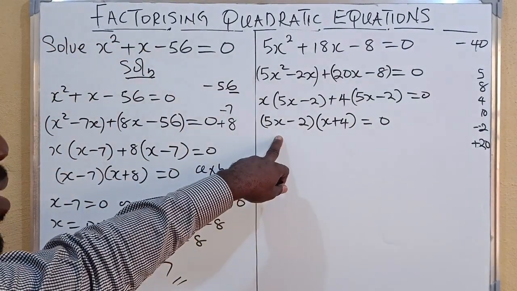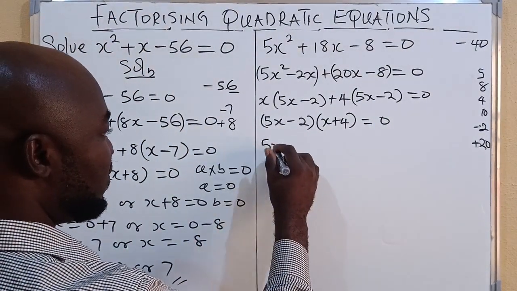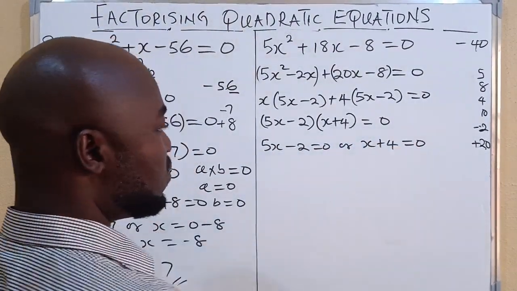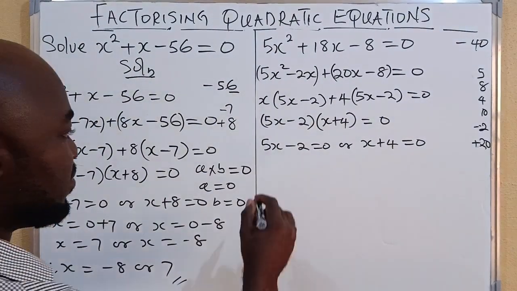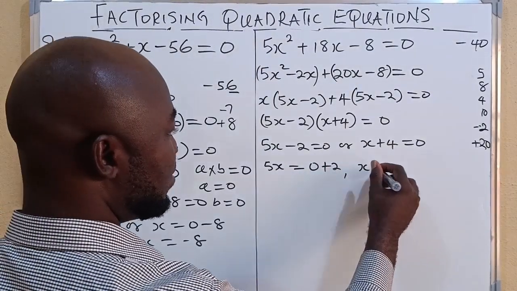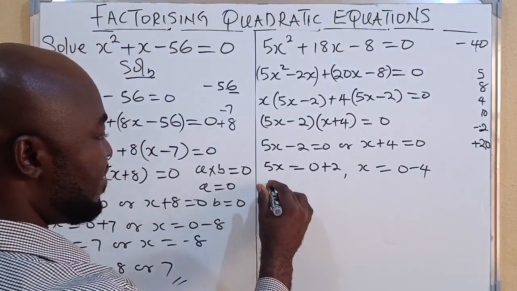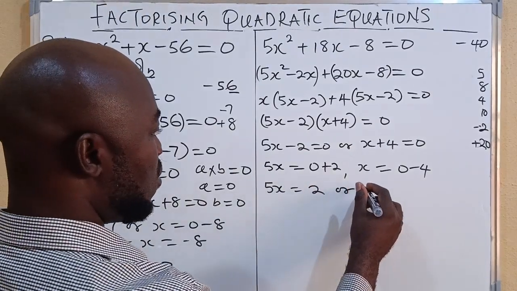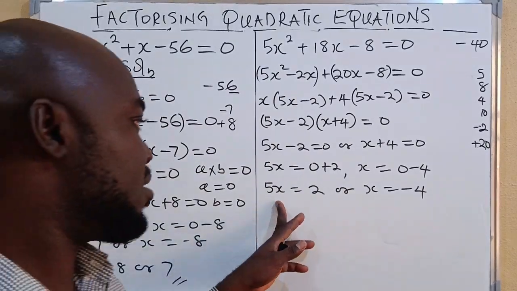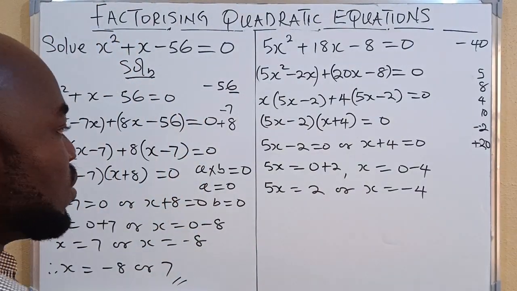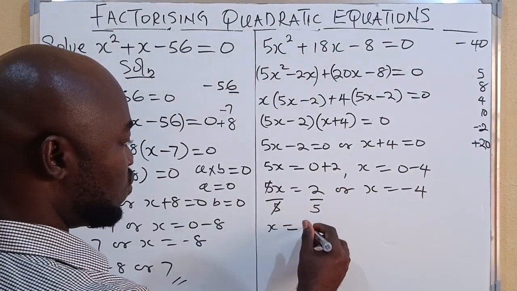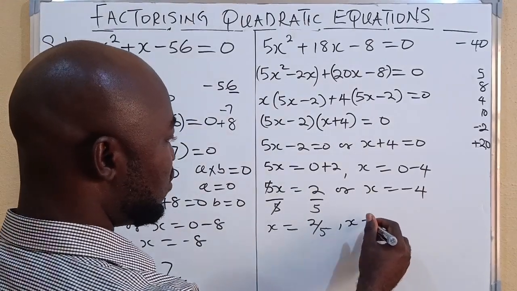So 5x minus 2 equals 0, or x plus 4 equals 0. So I'll pick one of them. So 5x, this will cross over to become 0 plus 2, and then x, this will be 0 minus 4. So my 5x is equal to 2, or my x is equal to minus 4. But here we want to get the value of x, not 5x. So I divide both sides by 5. So my x will be equal to 2 over 5, and my x will be equal to minus 4.